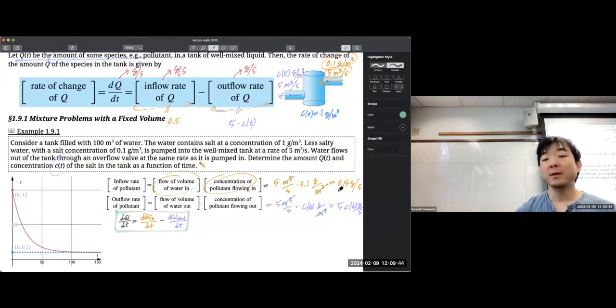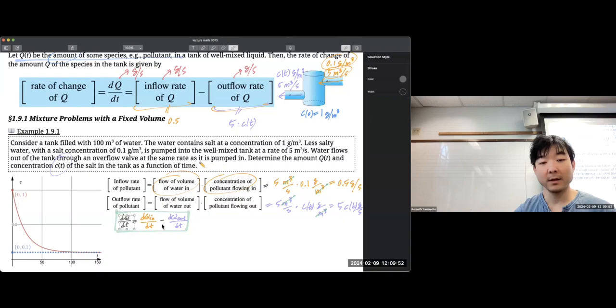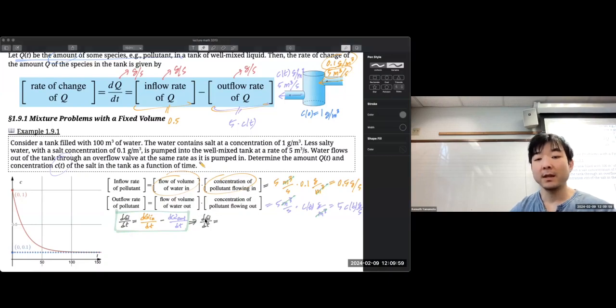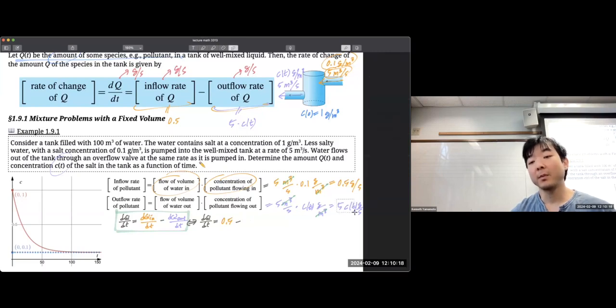So now we're just going to put in the things we found before. For our problem, this will end up becoming dQ over dt is equal to the orange, which is the rate of pollutant flowing in, we just found was 0.5. So this 0.5 just goes here. So that's the orange one, minus the purple one, which is just 5 times C of t.